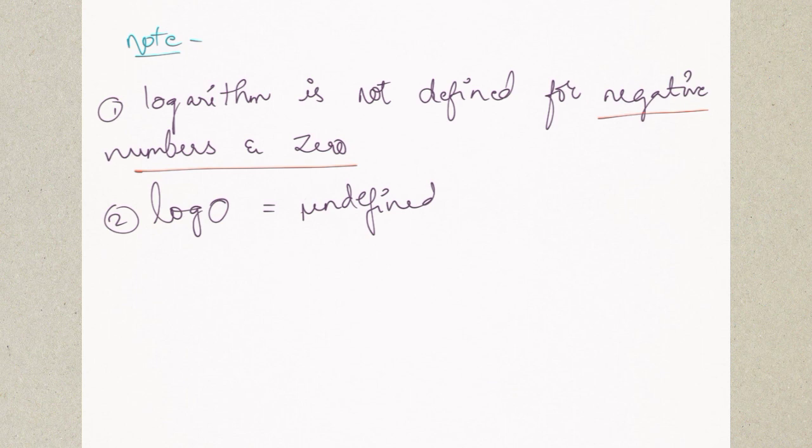Understood? Log 0 is also undefined. Okay, log 0 is undefined. So log n to the base a is only defined when n is greater than 0, a is greater than 0, and a is not equal to 1. When these three conditions are satisfied, then only the logarithm will be defined. Understood? That is a very, very important point, and for negative numbers it is not defined.